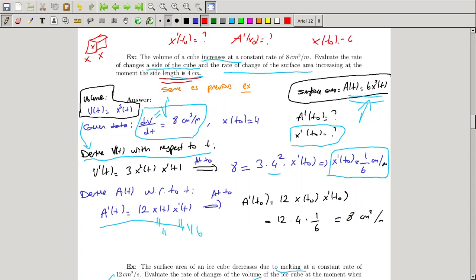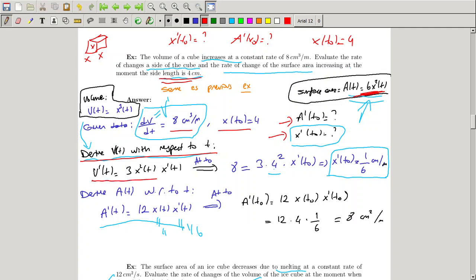These are given data. Okay, if I write everything here, so volume is x power 3, given data is dv over dt is equal to 8, x at t0 equal to 4. So my purpose is to find x prime at t0, and surface area is 6x squared. So if I use the volume form, v of t is x power 3.